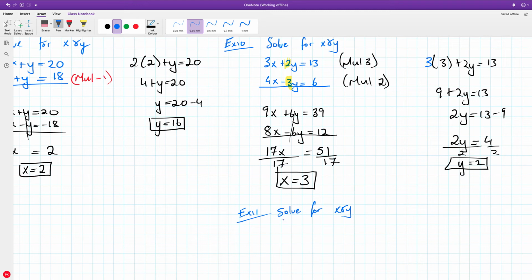Right, last one of these we'll do is this. x minus y is equal to 4. x plus 2y is equal to 1. Right, off you go. Solve that for x and y. So we have a minus 1y and a plus 2y.